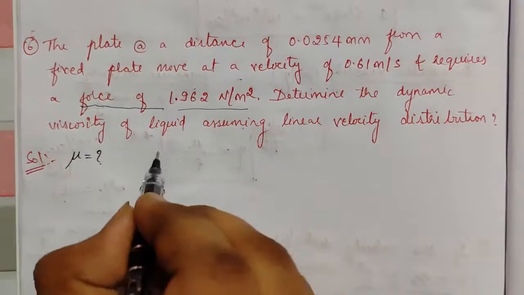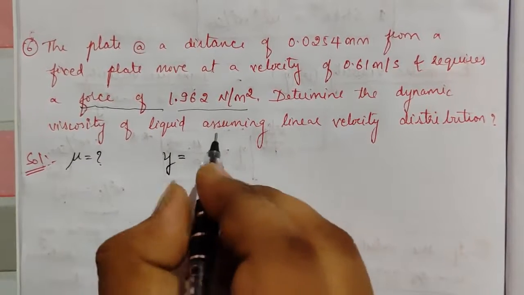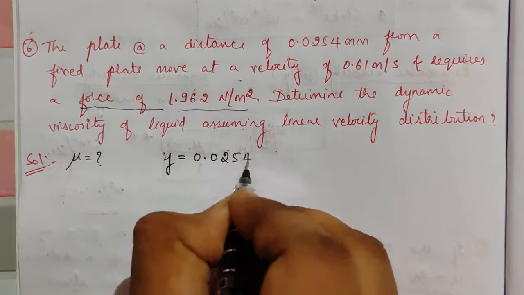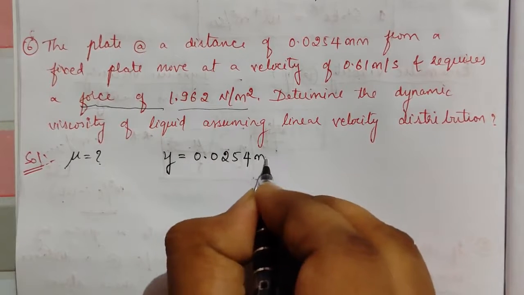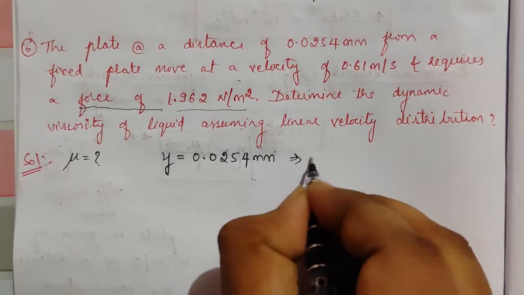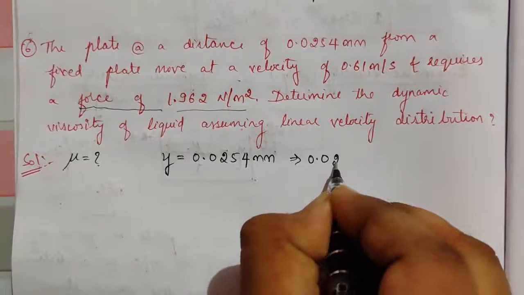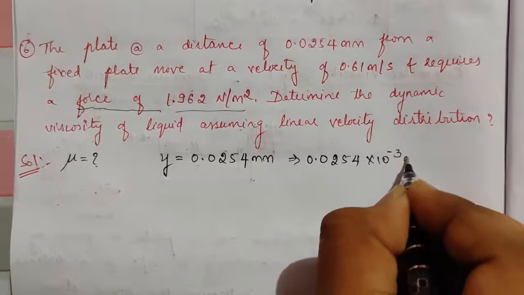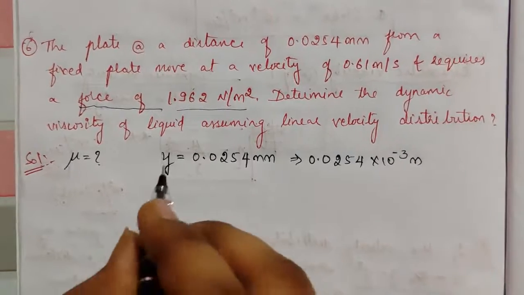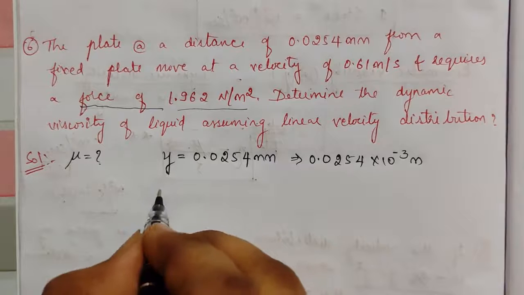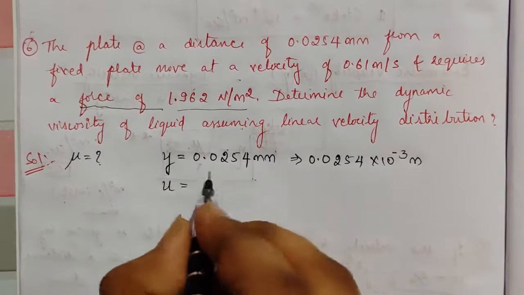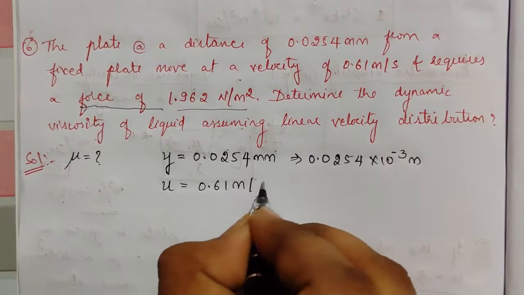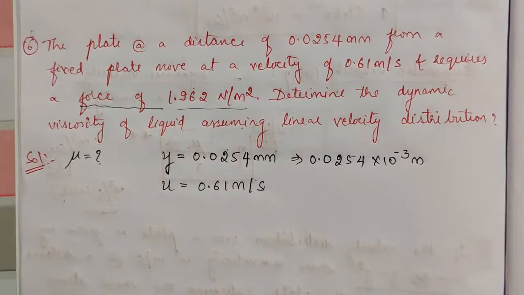The distance is given. So the distance we will take as y is equal to 0.0254. It is in millimeter, so millimeter they have given. I'll convert it into meter, 10 power minus 3 meter. So y is given. Next, the initial velocity is given. That is 0.61 meter per second.